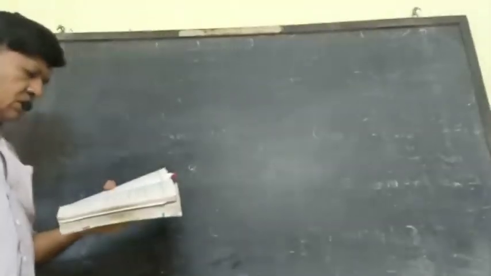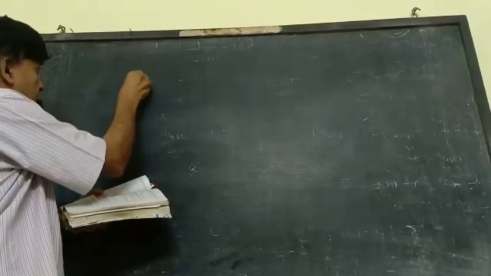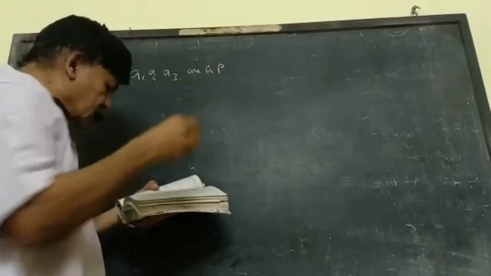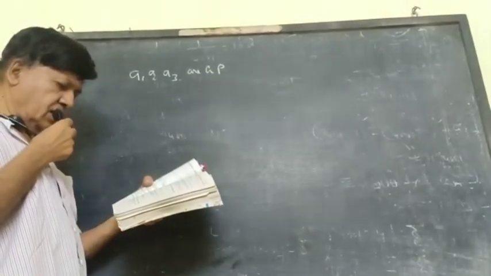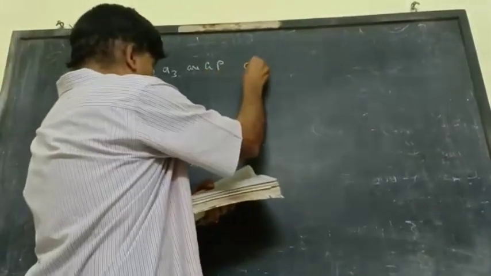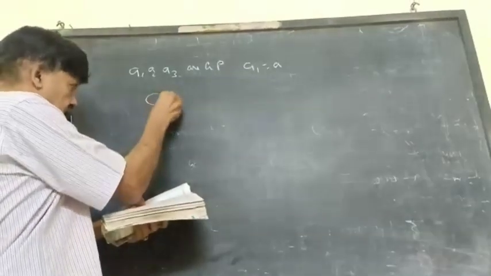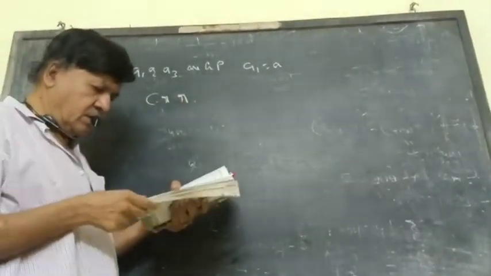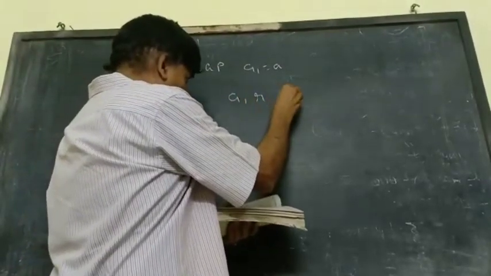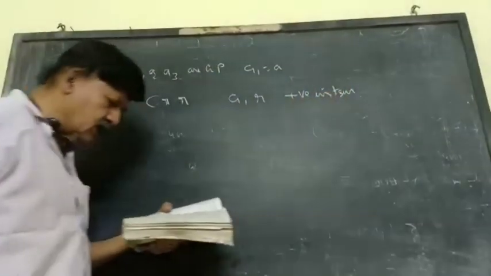So the next question is: A1, A2, A3, etcetera are in GP. A1 is equal to A. Common ratio is R. A and R are positive integers.